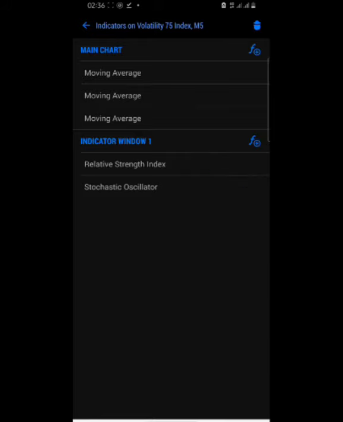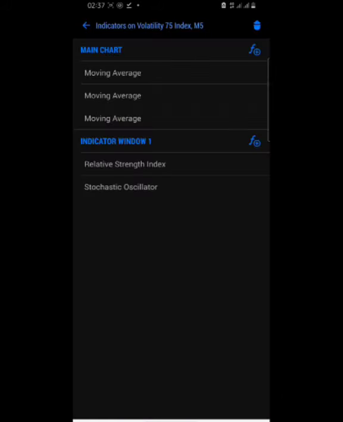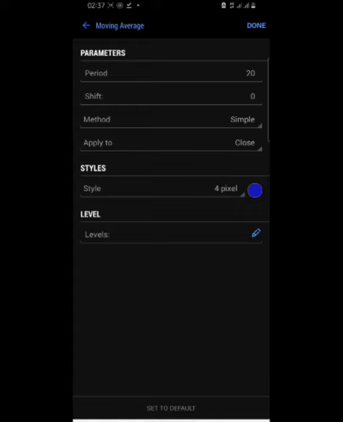Now on the first moving average, we have this. Quickly just screenshot this, setting our period to 100, simple, applied to high. These are your parameters here. Levels are 0 as usual. So that's it. We'll click on the second moving average.